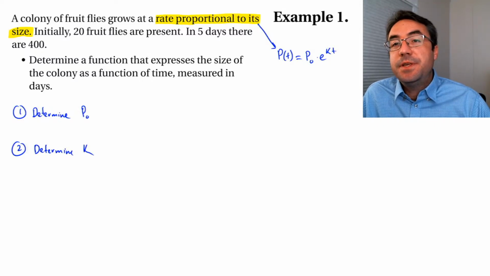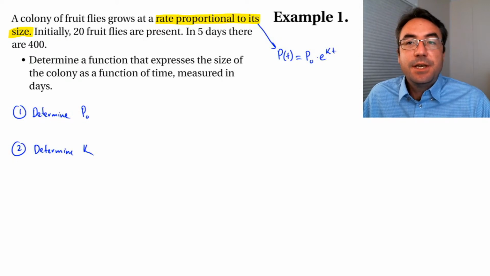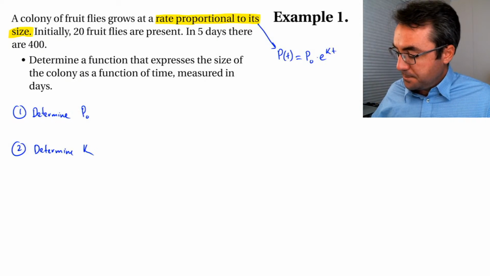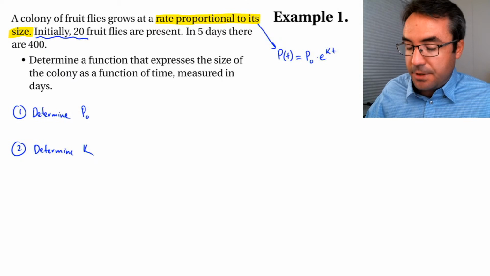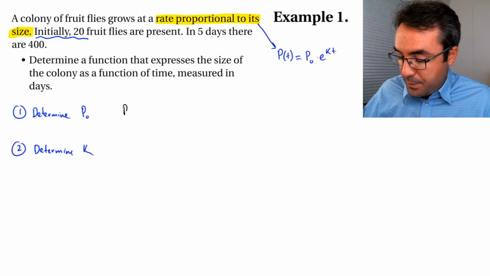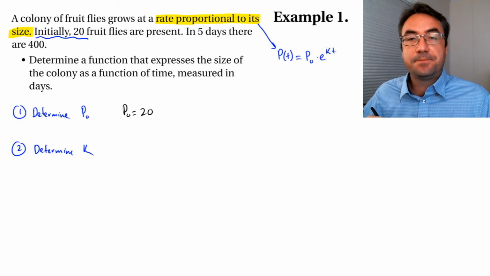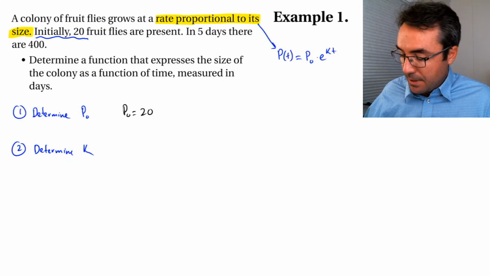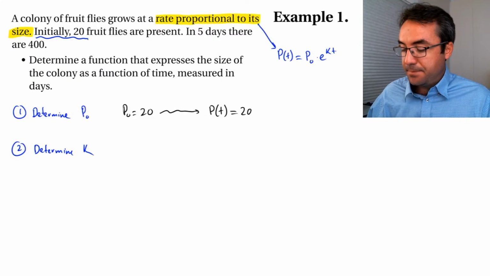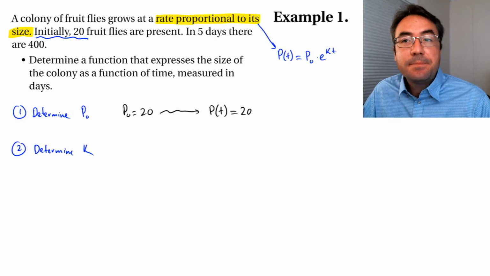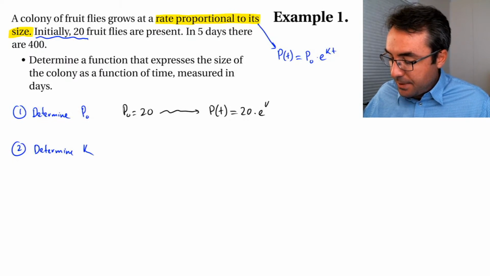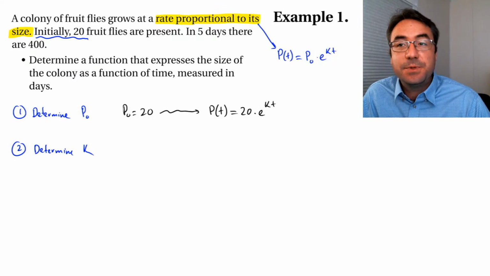So that's where we're going to use the other information that's given to us in order to figure out those two values. So if we look, we're actually told that initially there's 20 fruit flies. So we're actually given p0. It's equal to 20. So let's update our growth equation there. Let's fill that in. So the population at time t is equal to 20, we're just filling that in now, times e raised to the kt. We don't know what k is, so we still have to find that.